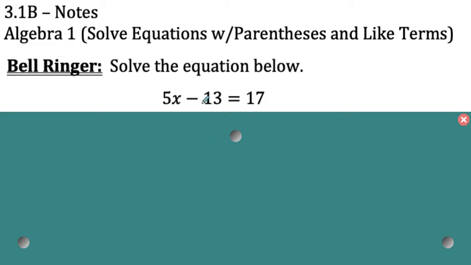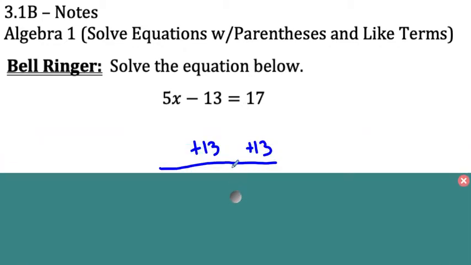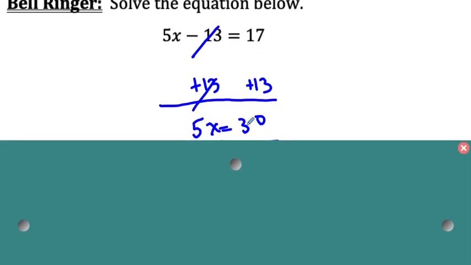So first thing we do is we get rid of this negative or minus 13. How do we do that? Well, we do the opposite. So the opposite of subtraction is addition. So we will add 13 to both sides. Negative 13 plus 13 is 0. Those are gone. So bring down your 5x. 17 plus 13 is 30.